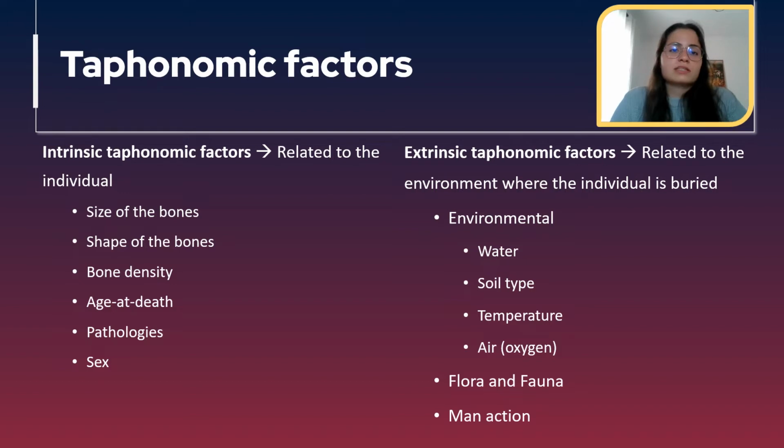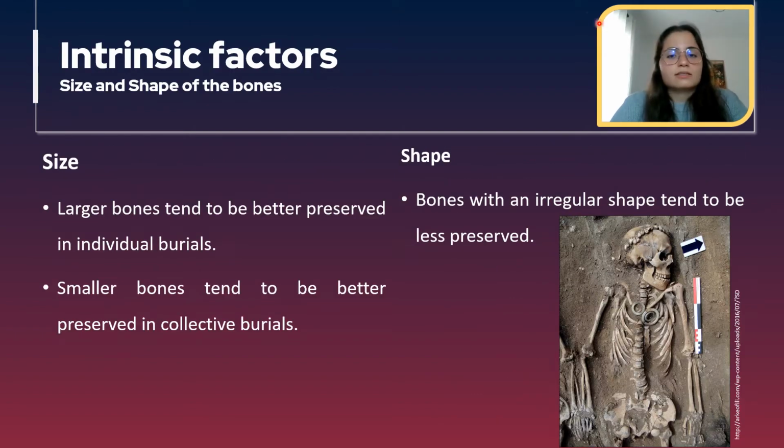Within the intrinsic taphonomic factors is the size of the bones, the shape, the density, the age of the individual, pathologies, and the sex. In the case of the extrinsic factors, they can be divided into environmental, including water, soil type, temperature, and air, then flora and fauna, and the man action. And we are going to talk about each of these factors individually, but they never act alone. Starting with the size and the shape of the bones.